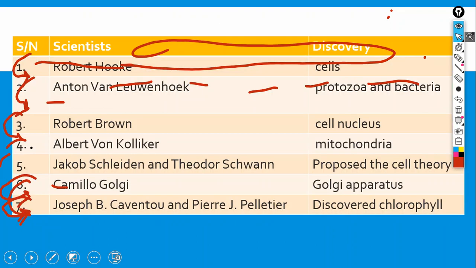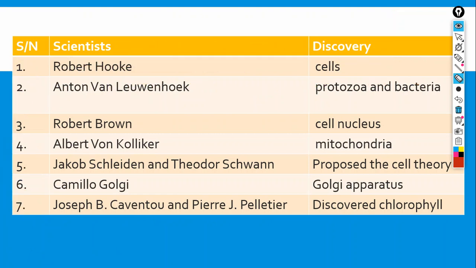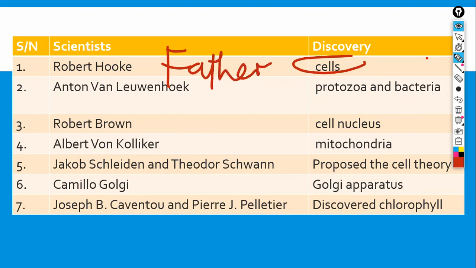The next one. Now let's talk about the scientists that made huge contributions to the discovery of cells. We have Robert Hooke, who discovered cells and is called the father of cells. Anton von Leeuwenhoek discovered the human cell, protozoan cells, and the bacterial cell. Robert Brown discovered the cell nucleus. Albert von Kolliker discovered the mitochondria and called it the powerhouse of the cell.